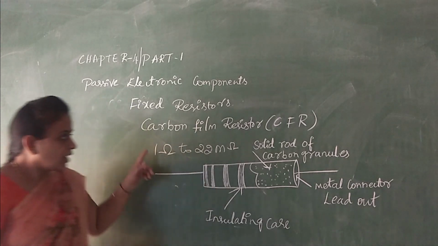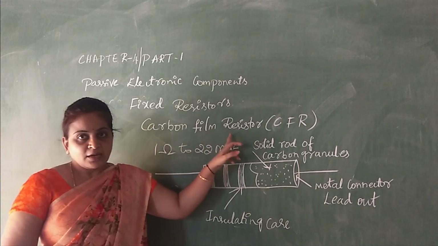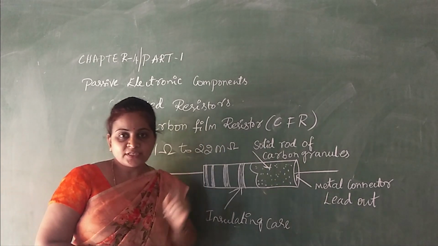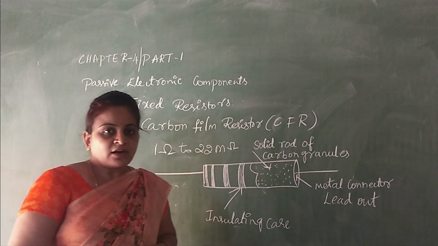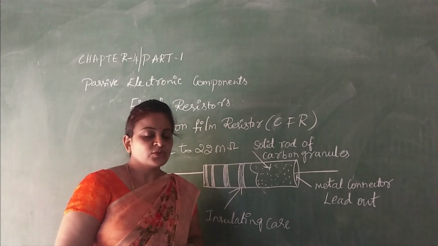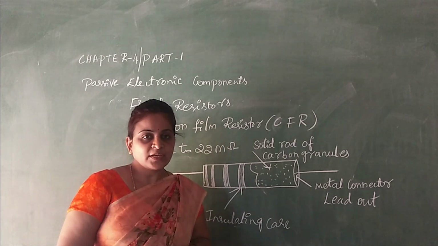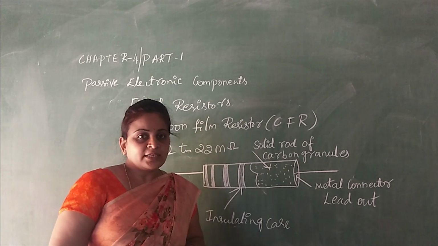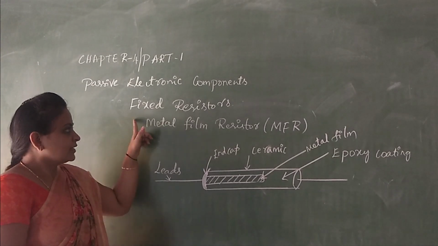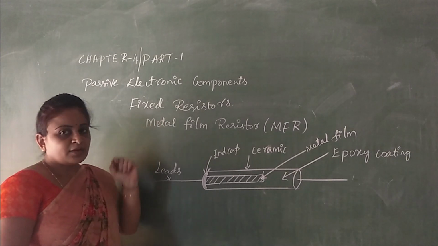Next we have application of carbon film resistor. Carbon film resistors are widely used because of small size and low cost. Next, it is used in electronic circuits where accuracy is not important. So fixed resistors, carbon film resistor is over.